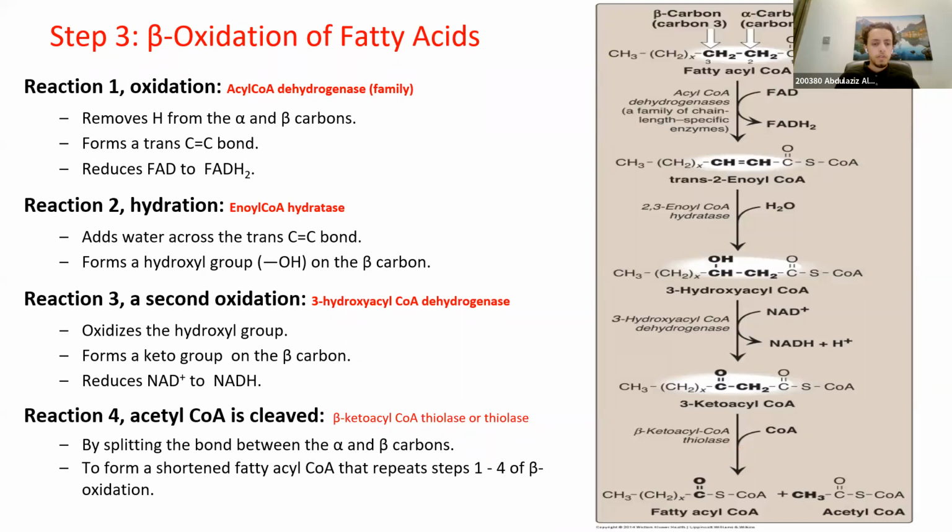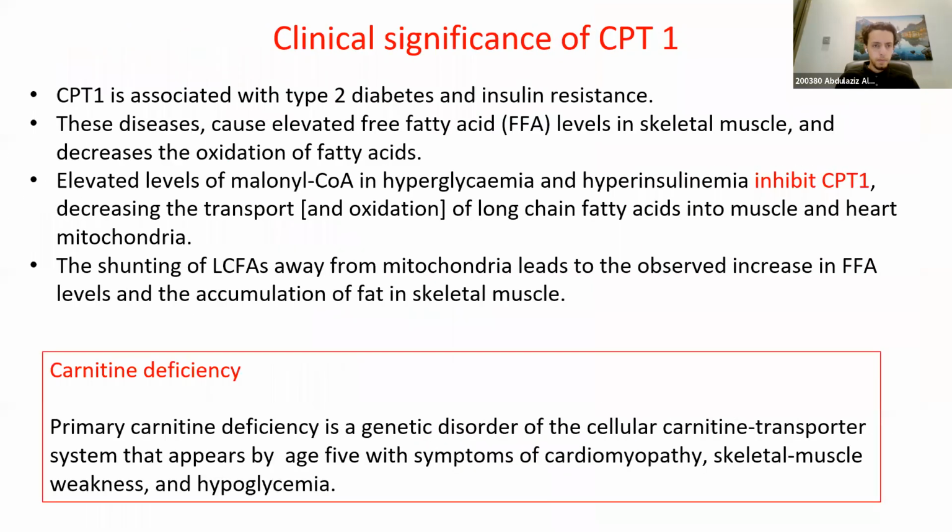I don't think we did. You guys haven't taken CPT1 deficiency. This is just carnitine-specific deficiency. Primary carnitine deficiency is a genetic disorder of the cellular carnitine transporter system and appears at age 5. These symptoms are specifically for carnitine, not CPT1. I think I confused you guys over here. This slide is talking about CPT1 and its significance.